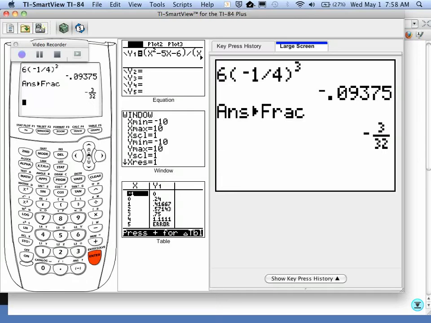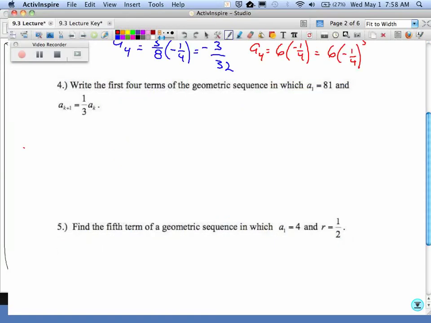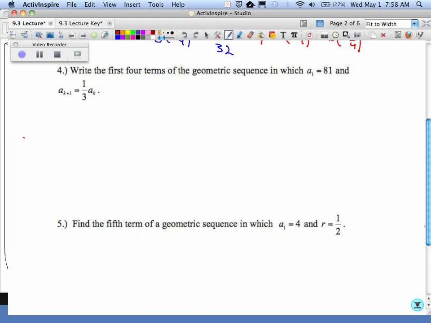Write the first 4 terms of the geometric sequence in which a sub 1 is 81. Again, this is a subscript notation for recursive stuff. It says to get your next answer, your k plus 1 implies you're looking for the next number in the sequence, the next step. Take your most recent answer and multiply by 1/3. So write down the first 4 answers, please. I'm pausing, you're doing the work.